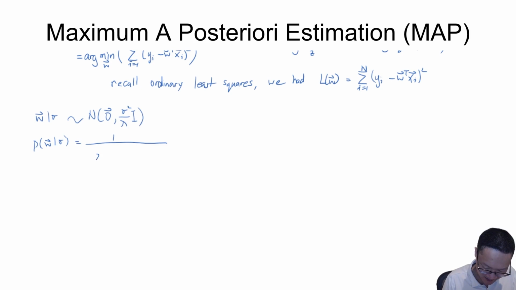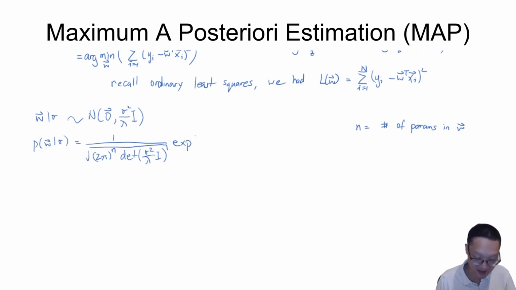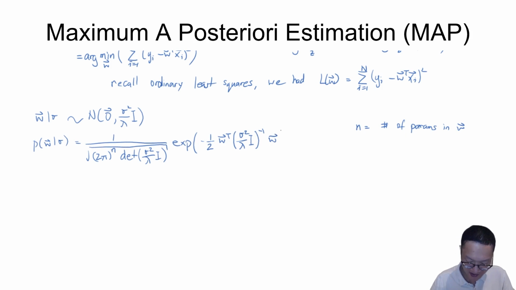So this is equal to 1 over some really ugly thing. Actually, this is to the power of n here, where n is the number of parameters in W, or the number of components of the vector w. Exponential, so this is the multivariate normal distribution, so we need to construct a quadratic form. Actually, we're going to subtract 0 here. Okay, so let's not subtract 0 because we don't need to write it down, right? Because 0 is the mean. The covariance matrix is sigma squared over lambda, and then the inverse. So inverse of the covariance.